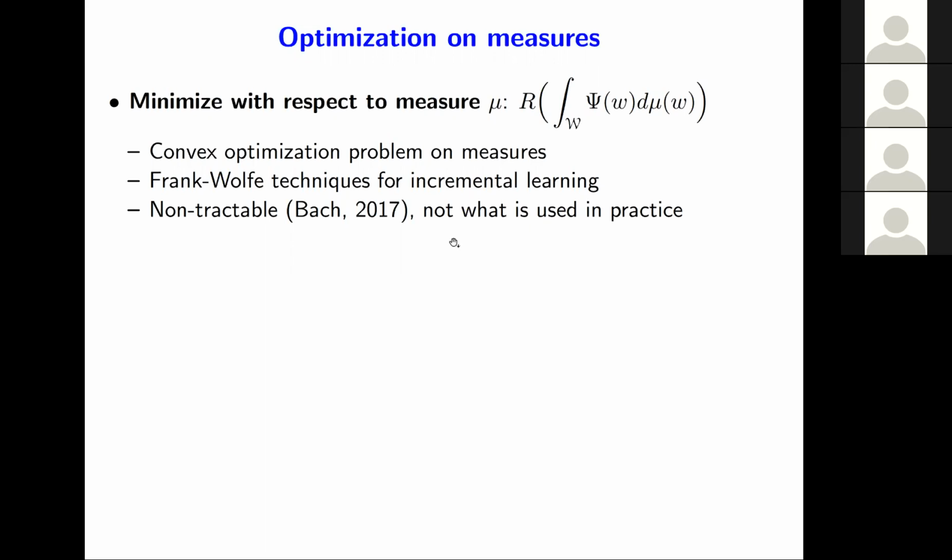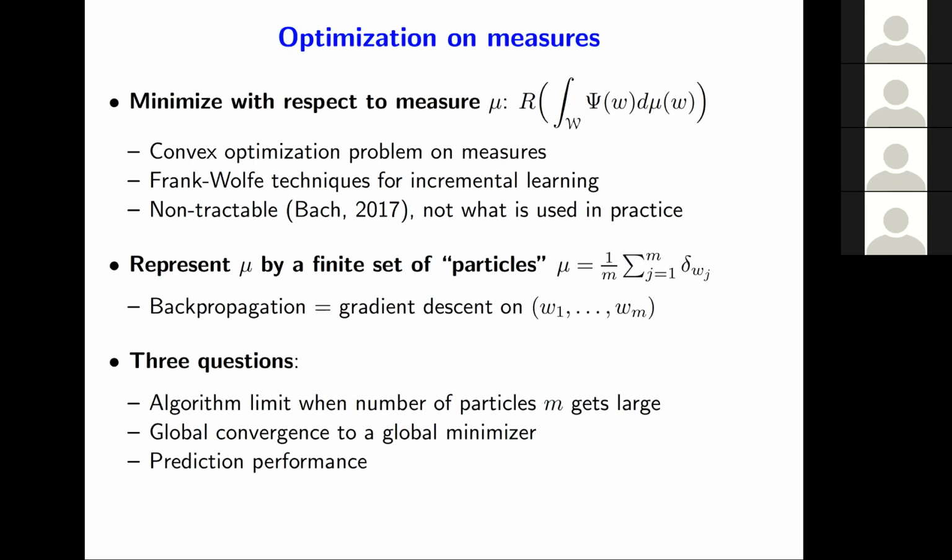In practice, what people do is forget about my mean field limit. Just take your particles, your parameters, your neurons, and do what is called backpropagation, which is gradient descent. It is called backpropagation because to compute the gradient, you have to do a backward pass through the network. So this is what I want to study: if we take what people do in practice, can we say anything about it?